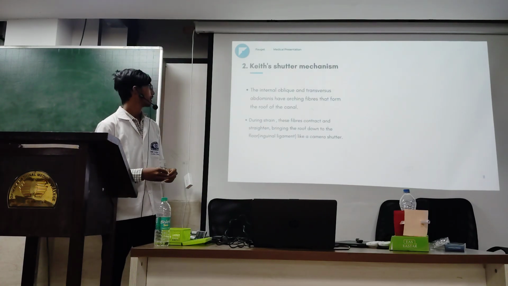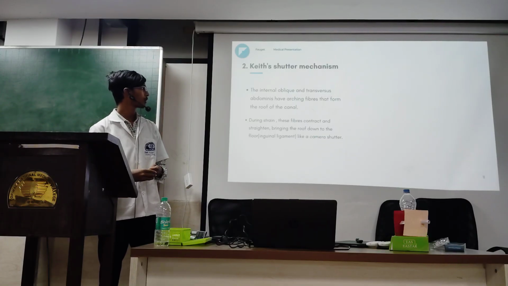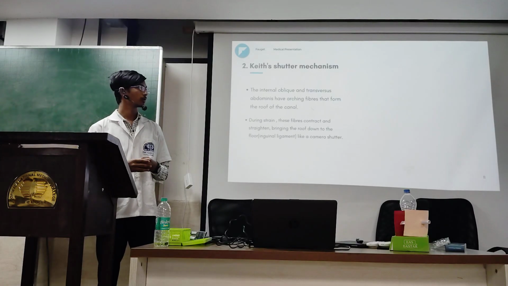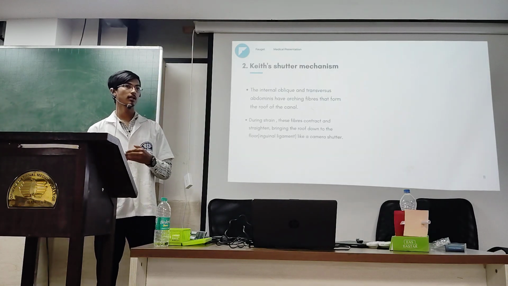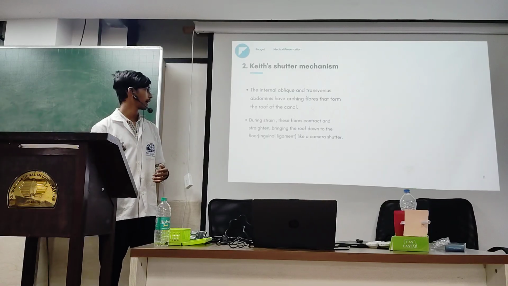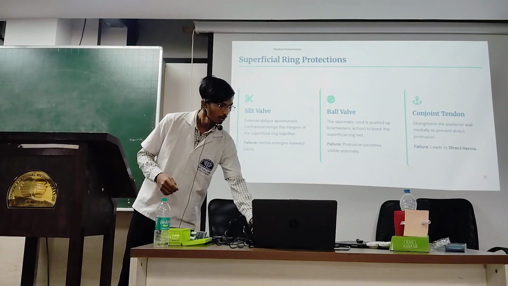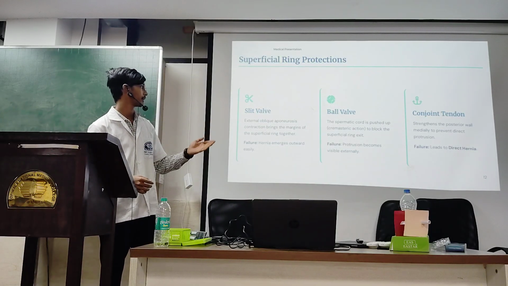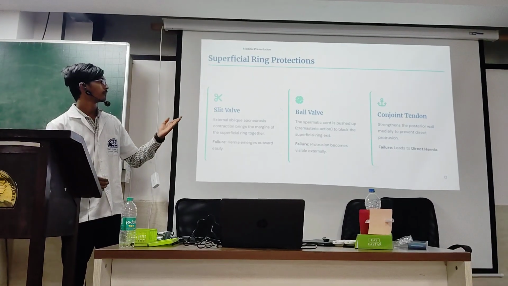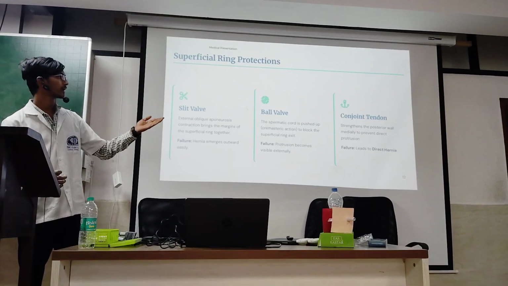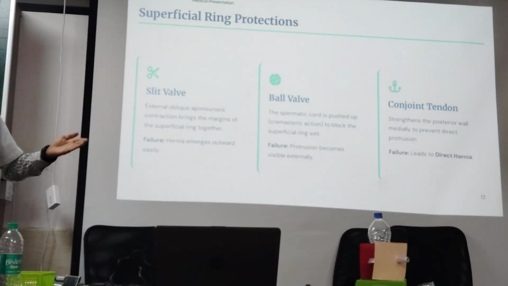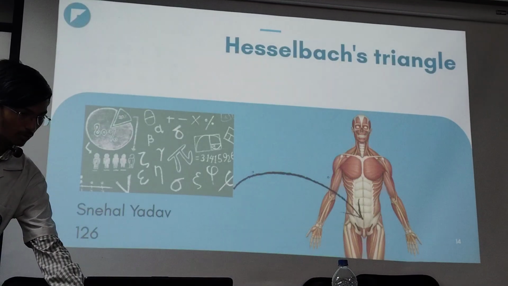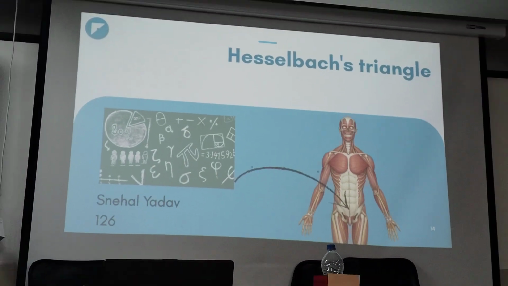Regarding the shutter mechanism, the internal oblique and transversus abdominis have arching fibers forming the roof of the canal, and in conditions in which hernia can occur, the fibers contract and therefore prevent hernia. Superficial ring protections involve the slit valve, ball valve, and conjoint tendon. The conjoint tendon, when deficient, leads to direct hernia, and its mechanism is to strengthen the posterior wall to prevent it. Thank you so much. I would like to call Sneha to continue.